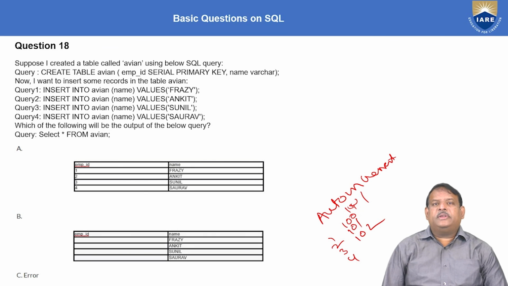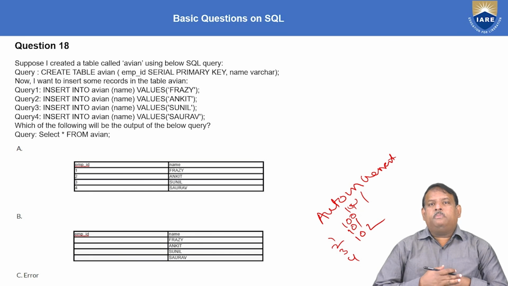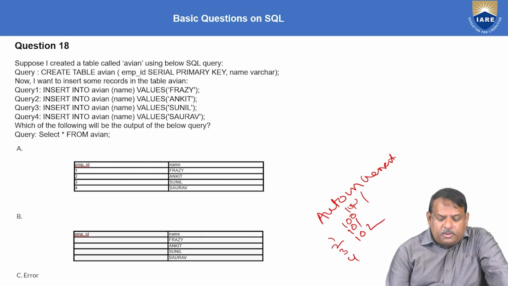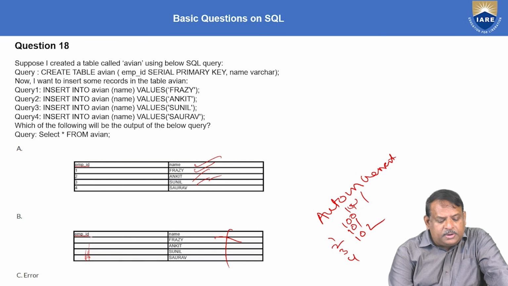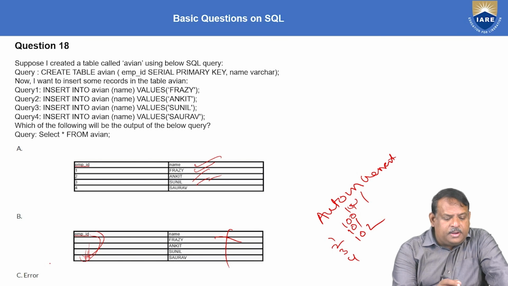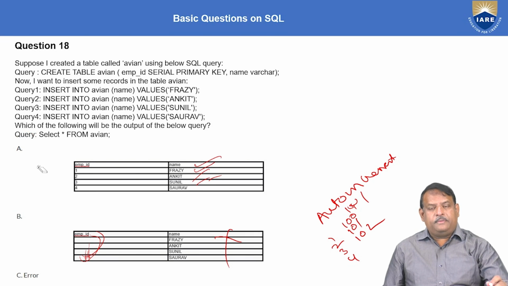Now he's trying to insert a few records: insert into ABN name values, and so on. He is not giving the employee ID because it is an auto increment column. So what will be the output of this query? The answer will be, because he has not given any increment value, starting will be 1, so 1, 2, 3, 4, 5, along with the names. The other option is the wrong answer because employee ID is not displayed there, not inserted. That is wrong. C is an error. So the answer is A.